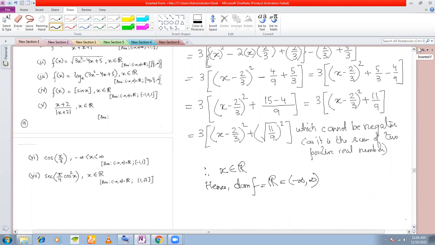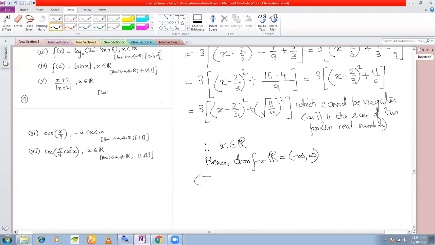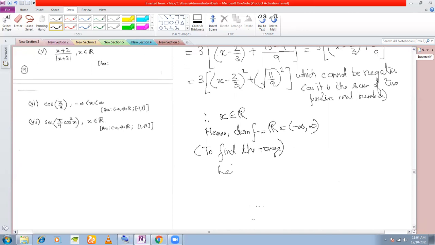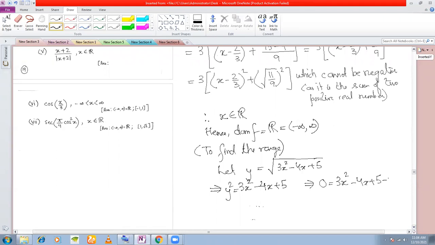We'll now proceed to find the range. After all the acceptable values of x, we'll now see what are the acceptable values of y. To find the range, we assume y is equal to the given function, square root of 3x square minus 4x plus 5. You square both sides to remove the radical. And now you express this as a quadratic in x. So you have 0 is equal to 3x square minus 4x plus 5 minus y square.